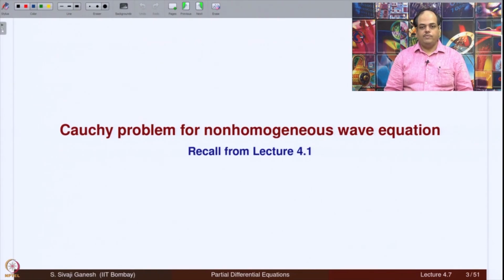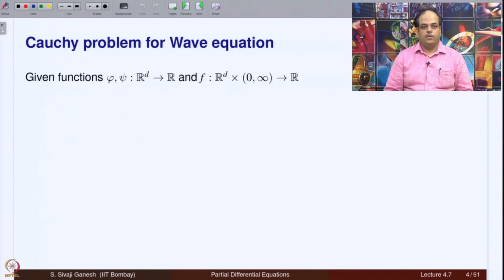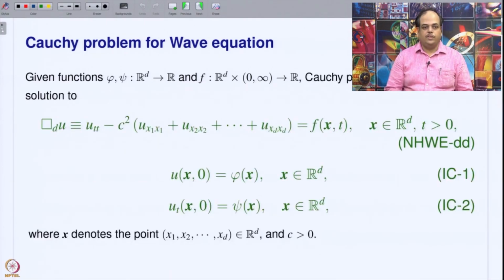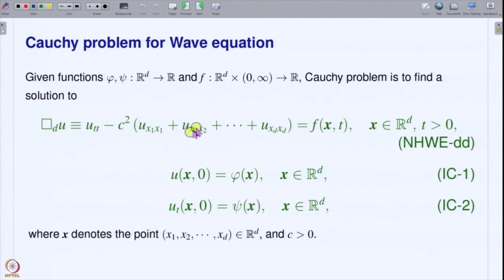So, let us recall from lecture 4.1 certain things about the Cauchy problem for the non-homogeneous wave equation. Given functions phi, psi and f, the Cauchy problem is to find a solution to the wave equation, the D'Alembert operator of u equal to f on R^d cross (0, infinity), such that u(x, 0) is phi(x), u_t(x, 0) equal to psi(x). Phi and psi are generally referred to as Cauchy data and f is referred to as a source term.